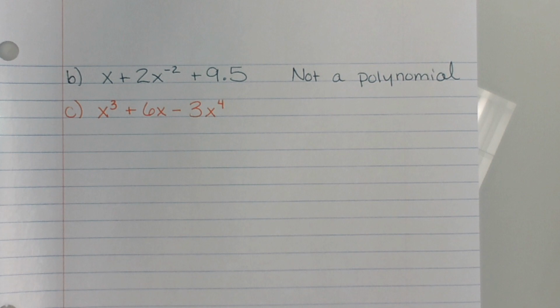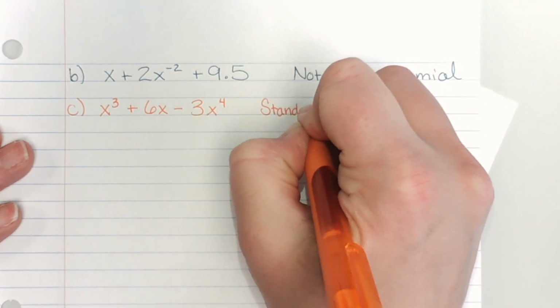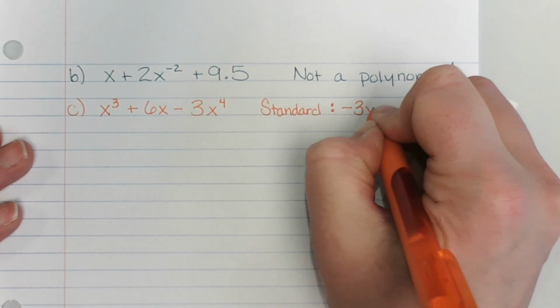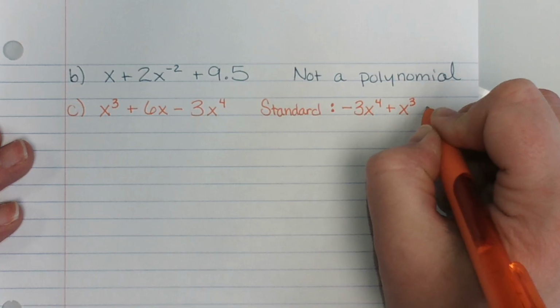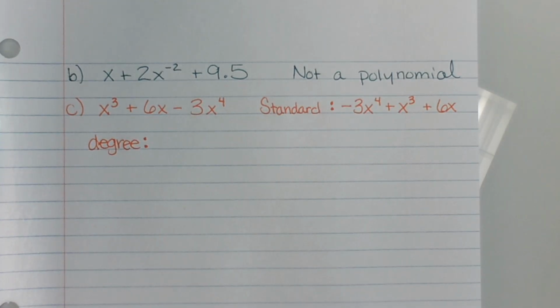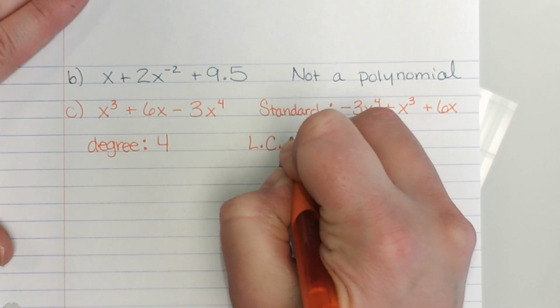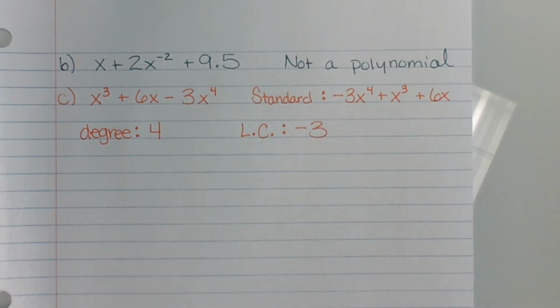X cubed plus 6x minus 3x to the fourth. Is it a polynomial? Yes. What would its standard form be? Negative 3x to the fourth plus x cubed plus 6x. Degree? 4. Because if I look at the individual terms, this one's degree is 4, this one's degree is 3, this one's degree is 1. Of those, the biggest one is 4. Leading coefficient? Negative 3.